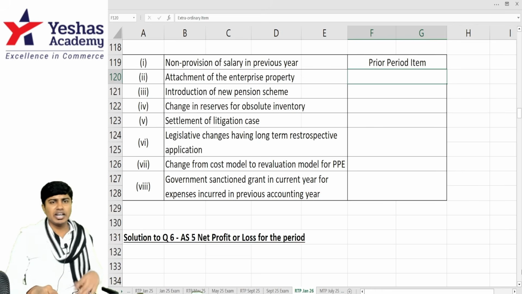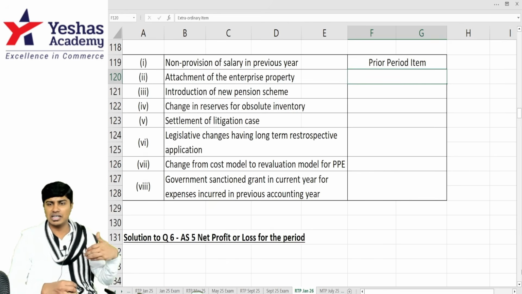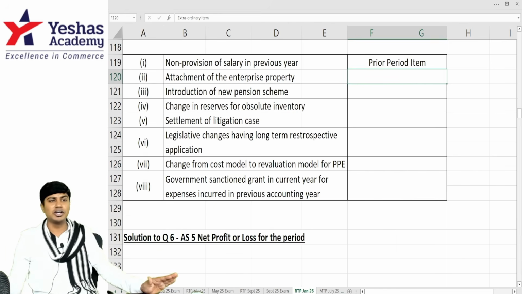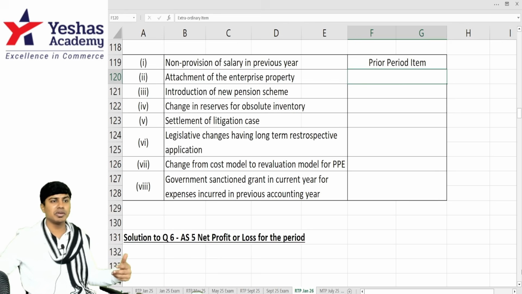Next, attachment of enterprise property. Some part of the property has been attached against a liability. We are not selling that asset to buy another asset. We are selling that asset because we have not paid some liability. I did not pay timely to my debenture holders, they are taking over my stock. Or I did not clear the bank overdraft, they are taking over my investment.